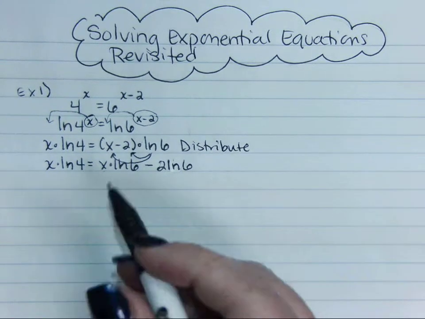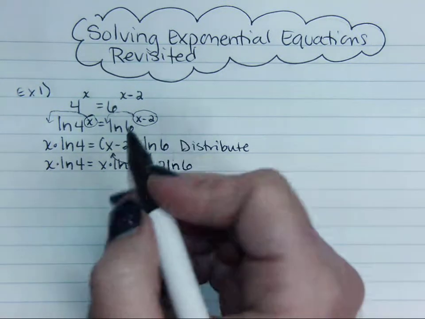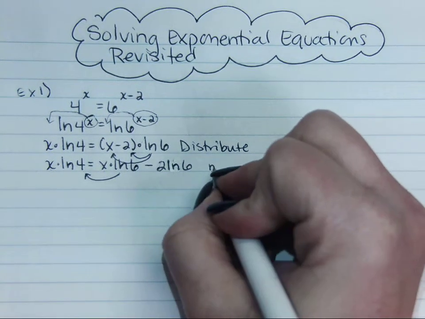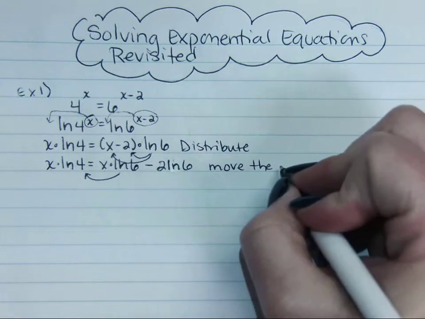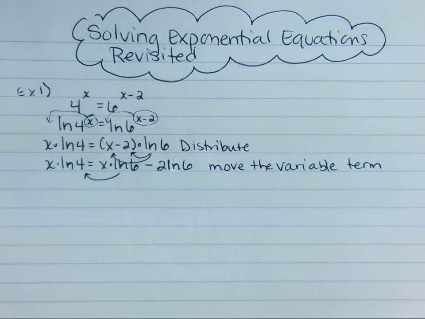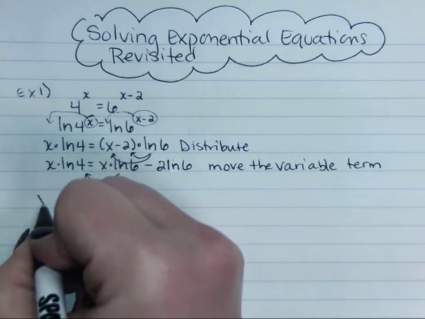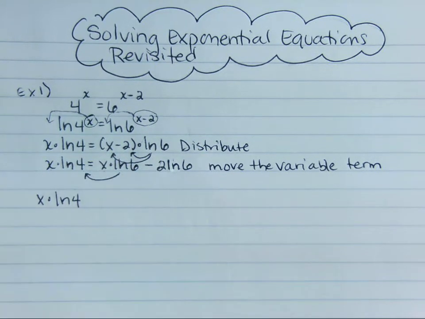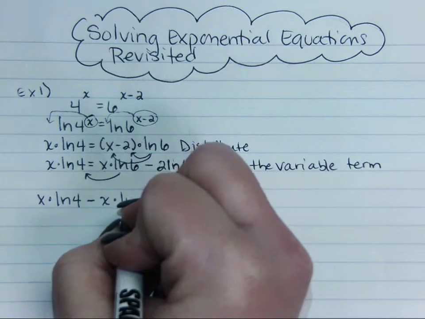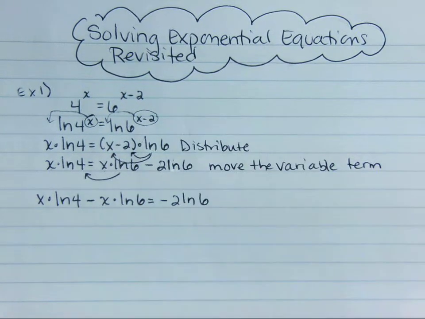And so now that I have distributed, my goal is that I need to be able to move my variable term to combine with another term. So if you notice, I have an x on the left and an x on the right. I need to move this term to the other side so that way I can combine like terms. And when I move the variable term, because I'm just moving it from one side to the other and it's attached to another term with subtraction, I'm going to undo the operation, which means that on the left-hand side will still be the x times the ln of 4, but now I need to subtract the x times the ln of 6. And that's going to be equal to the negative of 2 ln of 6.